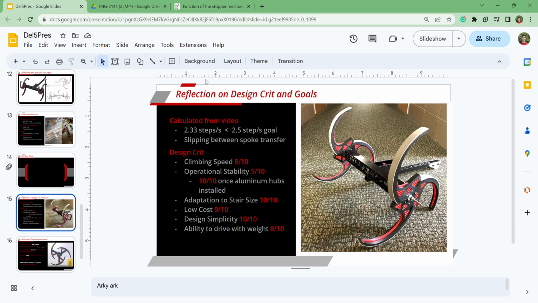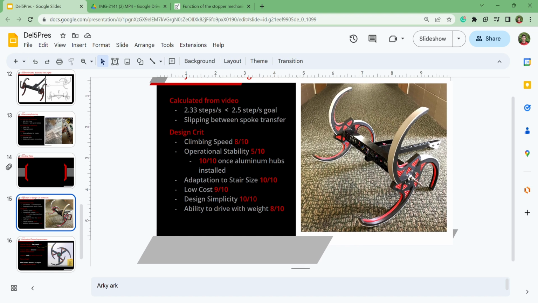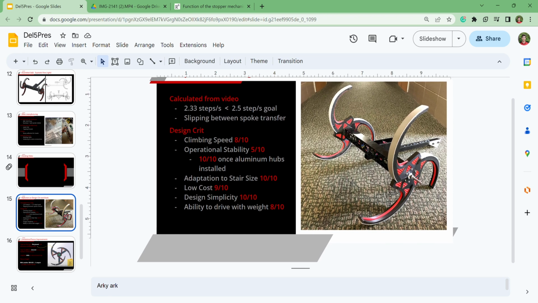And then in conclusion, as with any good project, take a look and calculate maybe your output performance against your targets. And in our case, we saw we hit 2.3 steps per second. That's less than our 2.5 steps per second goal. So then finally you go back through and rank against your design criteria. And then you can actually measurably see how well you think your design performed against your criteria.